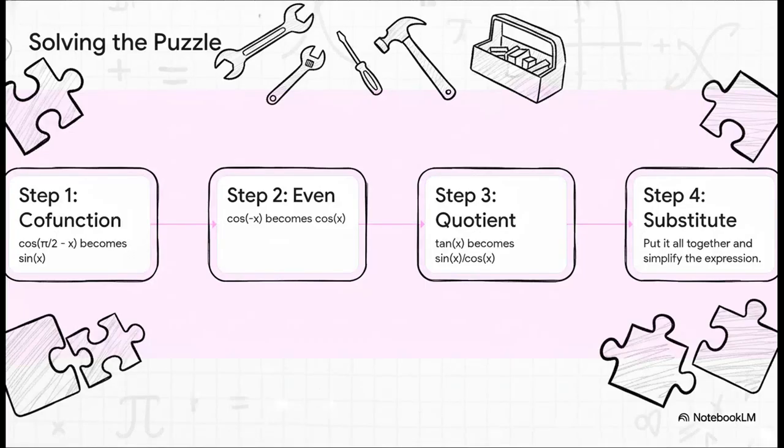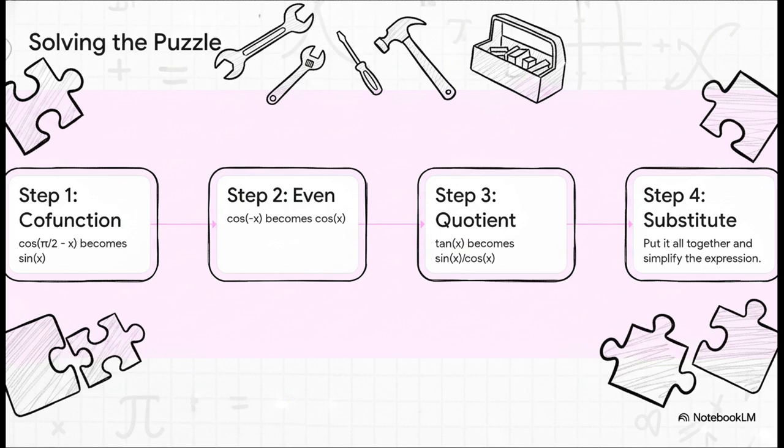All right, let's break this down. On top, we've got cos of pi over 2 minus x. We just learned that our co-function tool lets us swap that for sine of x. Simple. On the bottom, we have cos of negative x. Our even identity tool says we can just get rid of that negative, so it becomes cos of x.